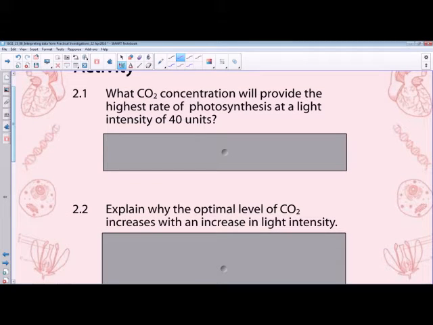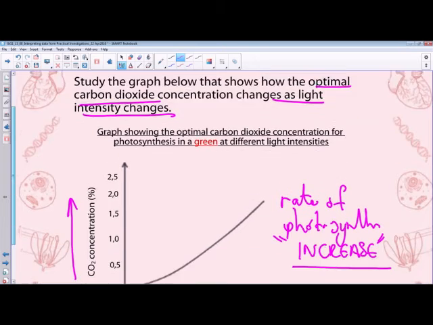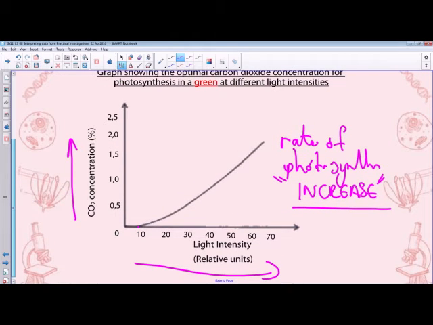So let's look at 2.1. What CO2 concentration will provide the highest rate of photosynthesis at a light intensity of 40 units? Again, we've got to go to the graph to look at that. So if we go to the graph, we need to know at what intensity of light, sorry, I'm going to read that question again for you.